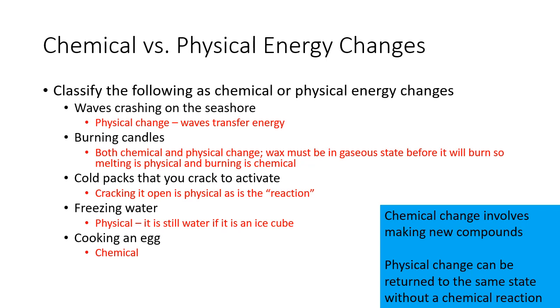If you've ever looked at a candle while it is burning, the wax is melted around the wick, and the wick is pulling stuff in. Wax must be in a gaseous state before it will burn. So you're melting and evaporating. Both of those are physical. But the burning itself is a chemical reaction. You're making CO2 and water, and you can never get it back to the form of wax.